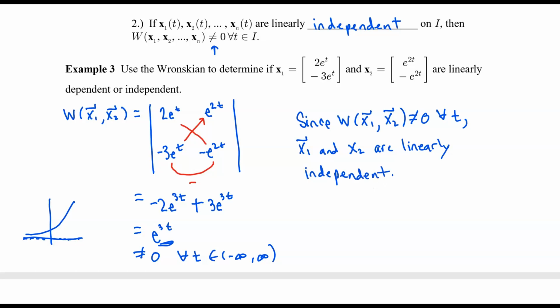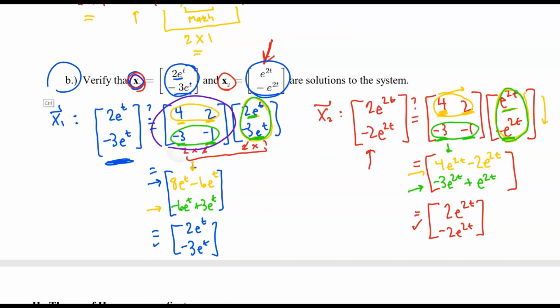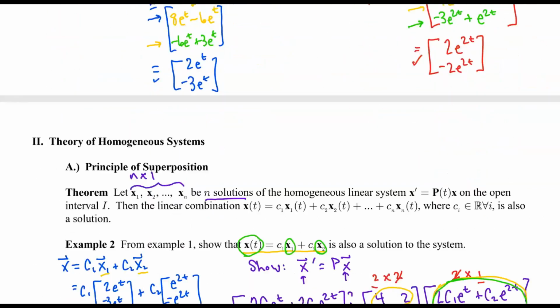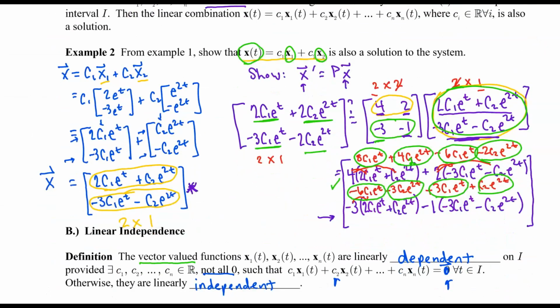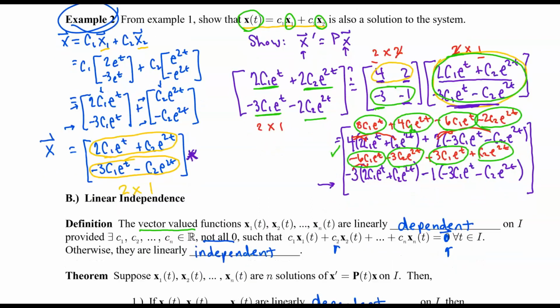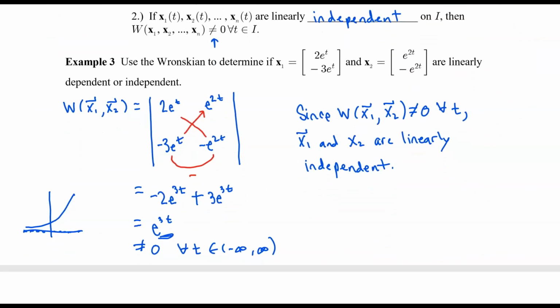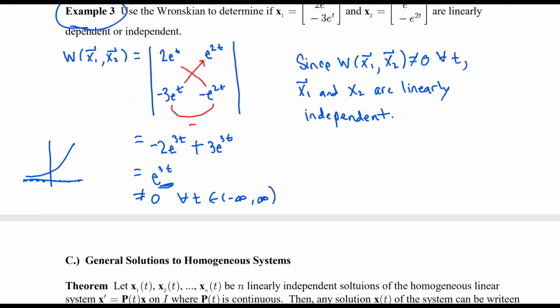So here's what we know so far. x sub 1 and x sub 2 on their own, back up here, we showed that each one was a solution to our system of differential equations. Then we made a linear combination of those same two solutions in example 2, and we showed, hey, the linear combination of those two vectors is also a solution. Now we've taken it a little bit further and we've shown that they satisfy a particular property. In example 3, we saw that x sub 1 and x sub 2 are linearly independent. That means they code unique information.